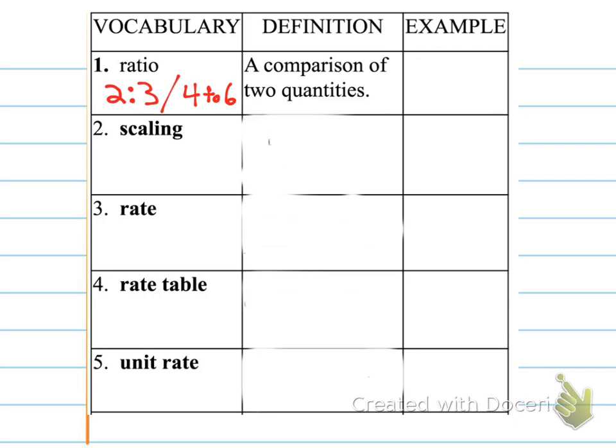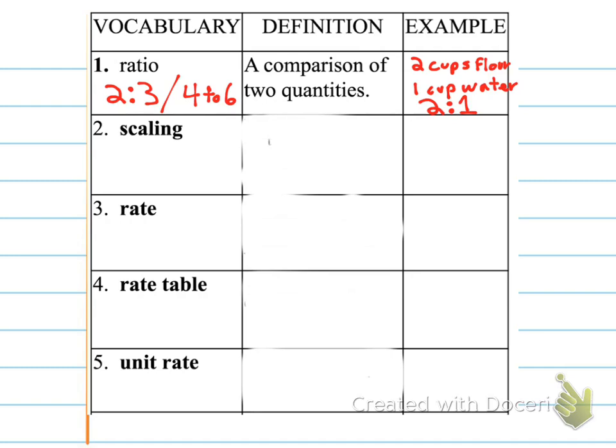So, for instance, if I have 2 cups flour to 1 cup water, that would be a perfect example of a ratio expressed as 2 to 1. Pause this at any time or rewind it if you need these notes. The next one we're going to do is scaling.